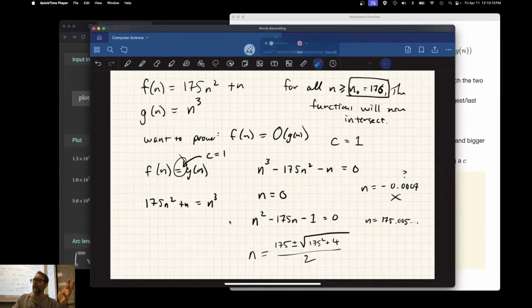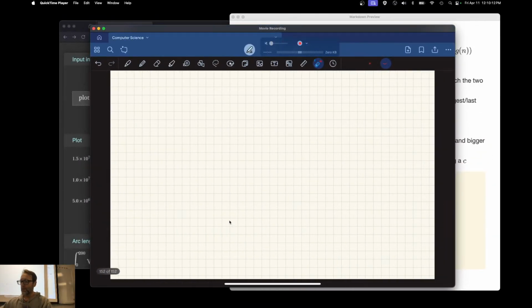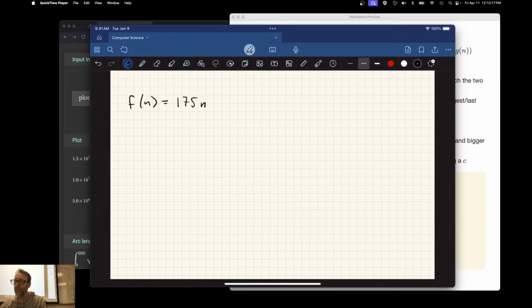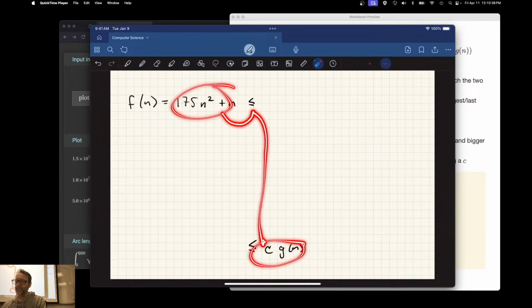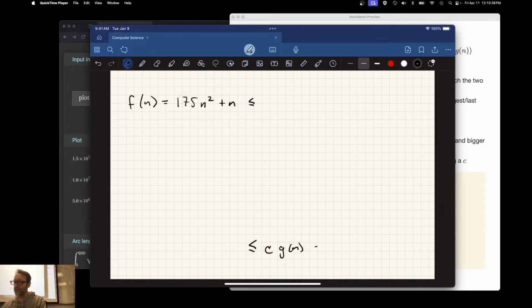The actual process is so much easier. We start with f of n being 175n squared plus n. We need to make it so that this is less than or equal to some c g of n, for all n greater than or equal to 0. So, how can I make this function bigger? Make it bigger and make it look like this function down here. Remember that g of n is n cubed. So how can I make this function bigger?